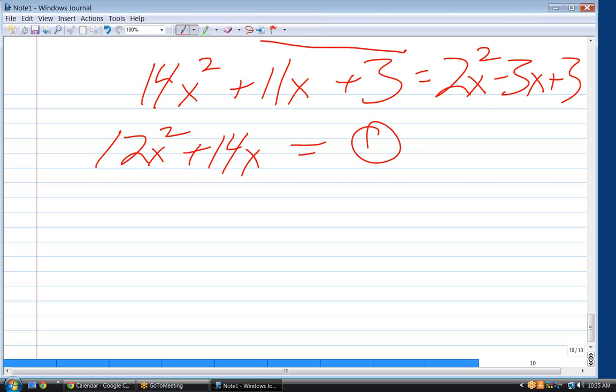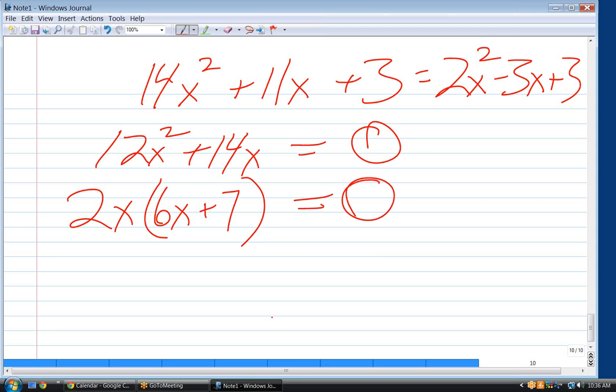Most of the time you can't. In other words, if there's ever a constant, you can't do it, because this thing doesn't have an x in it. But if you're missing a constant, you can always do it. So let's factor a greatest common factor out. 2x times 6x plus 7 equals 0. Solution?